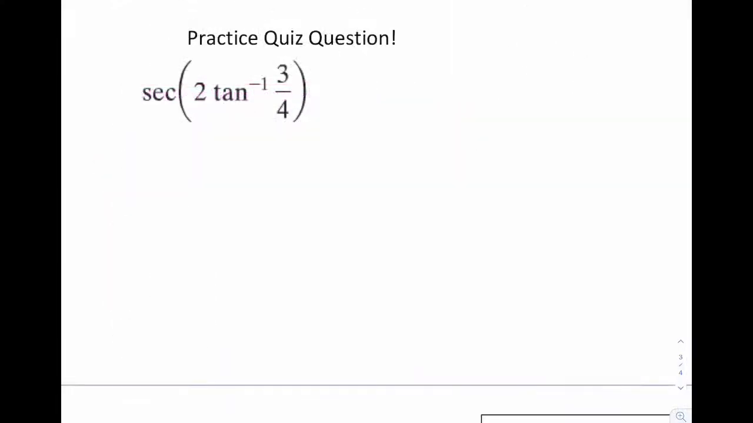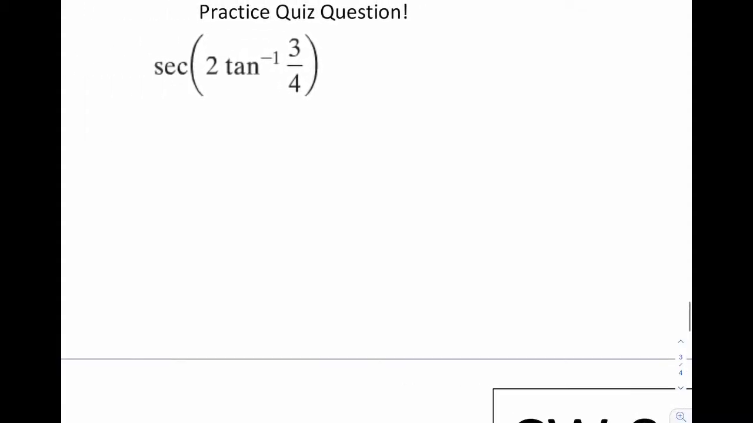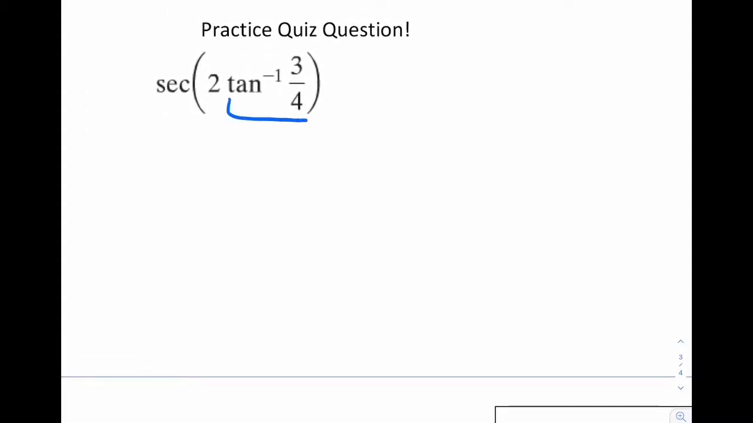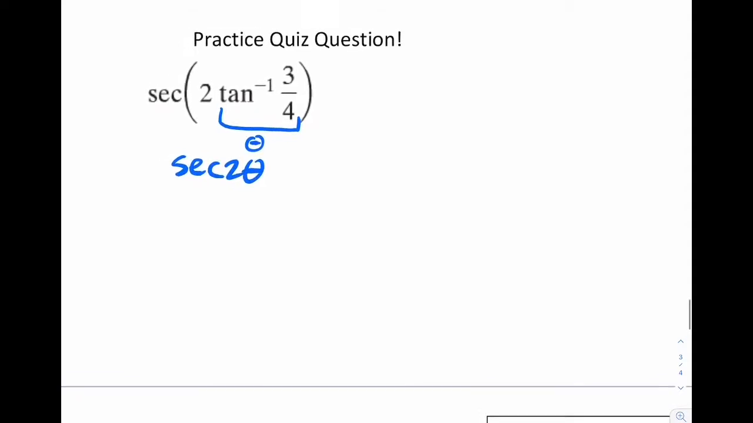So here's our final example. I put practice quiz question, but it's more just to show you like a higher level thinking kind of question. So first, we have to understand that this thing right here, that's a theta. So the question is really, what is secant of 2 theta? So if you have a question like this, remember that you just draw a triangle. So let's put a triangle right here.